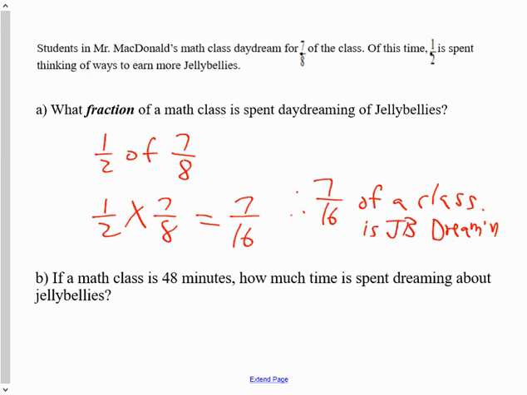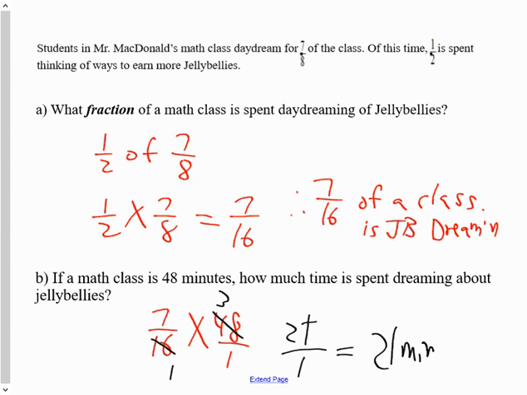And then it says if a math class is 48 minutes long, then 7/16 of the class, or of the 48 minutes, is the expression when I treat the whole number over 1. Cross reduction works so well here, because you know there's 3/16 and 48. But if you didn't cross reduce, whatever. It makes it so much better if you did, because that's 21 over 1, which is 21 minutes. So they spend daydreaming about 21 minutes of the 48-minute class.